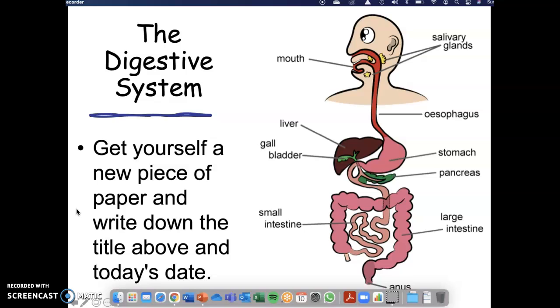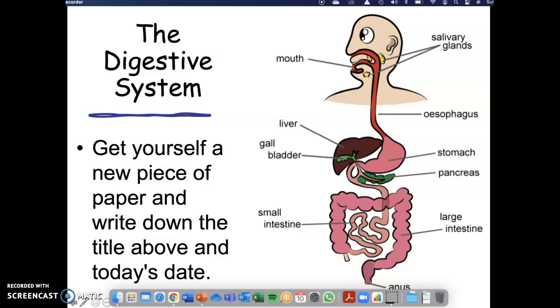As you can see on your screen, today's topic is all about the digestive system. So what you need to do is get yourself a new piece of paper, write down the title above, which is the digestive system, and also write today's date.